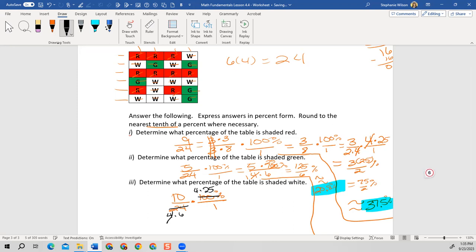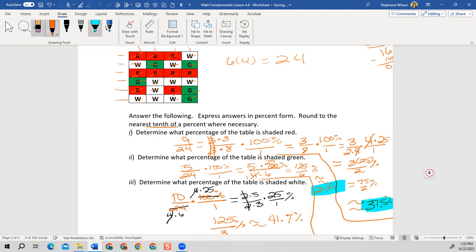My 4's reduce, and we still got something to reduce here. So 10 is 2 times 5, 6 is 2 times 3, and this is all times 25 over 1%. My 2's reduce. Now I'm left with 5 times 25, which is 125 over 3, and it's percent. And so 125 divided by 3 gives me, and we're rounding to the nearest tenth, so it gives me 41.7%.